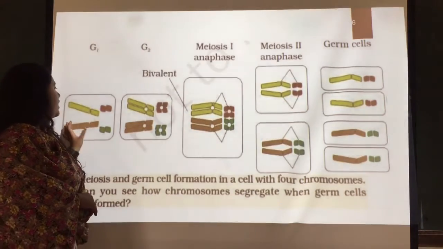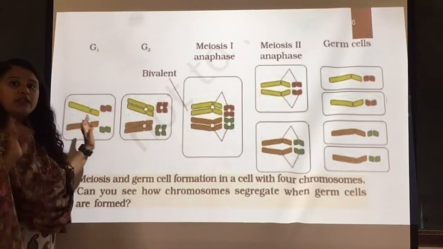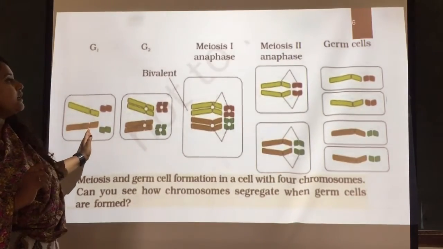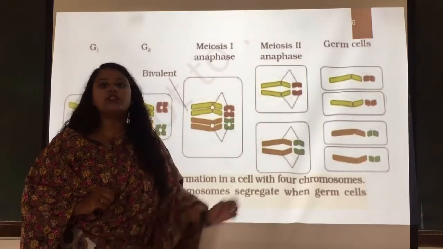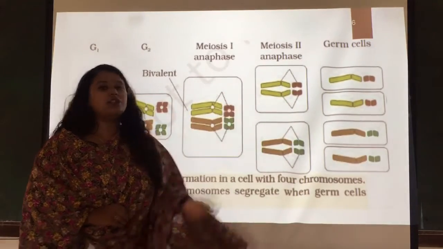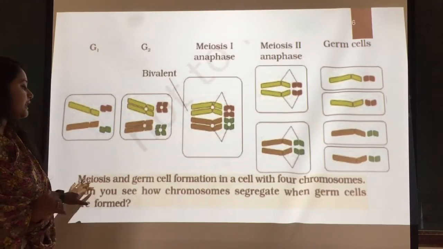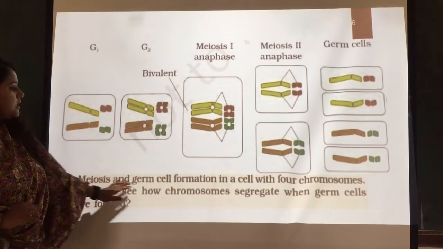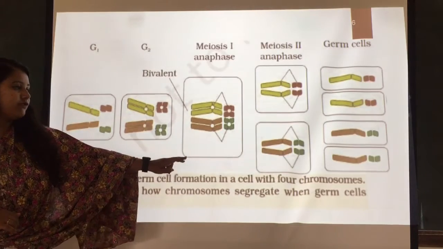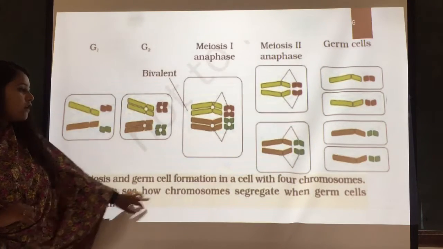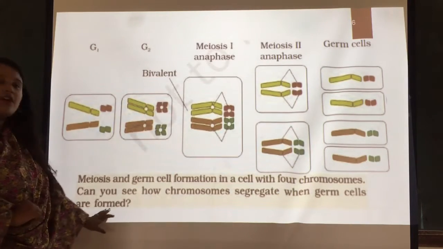Initially it was present like this in one single cell, but this was carried out to the 4 different germ cells, and these 4 different germ cells have 4 different types of chromosomes. So this explains meiosis and germ cell formation in a cell with 4 chromosomes. Can you see how chromosomes segregate when germ cells are formed, right?